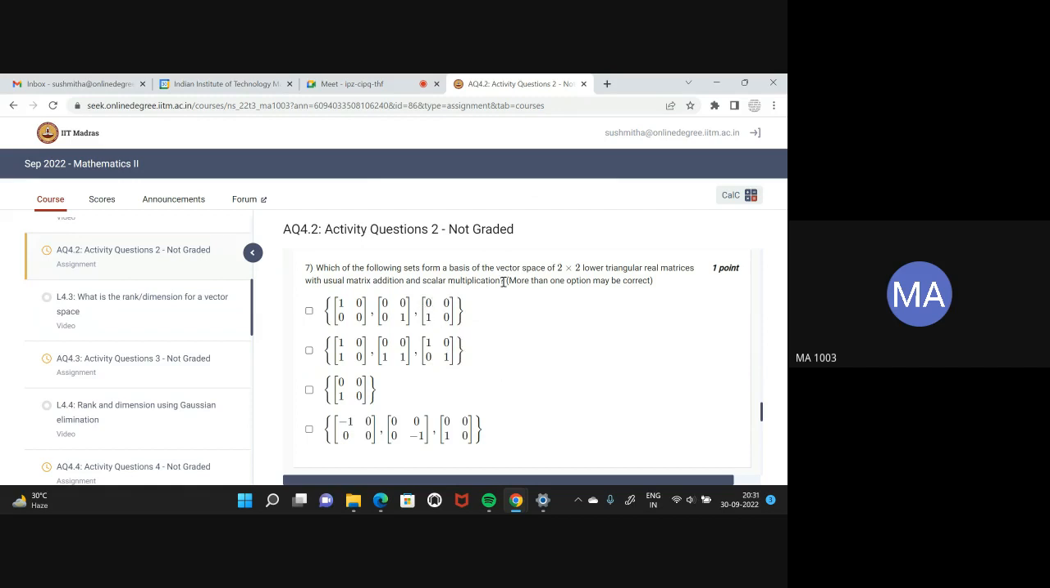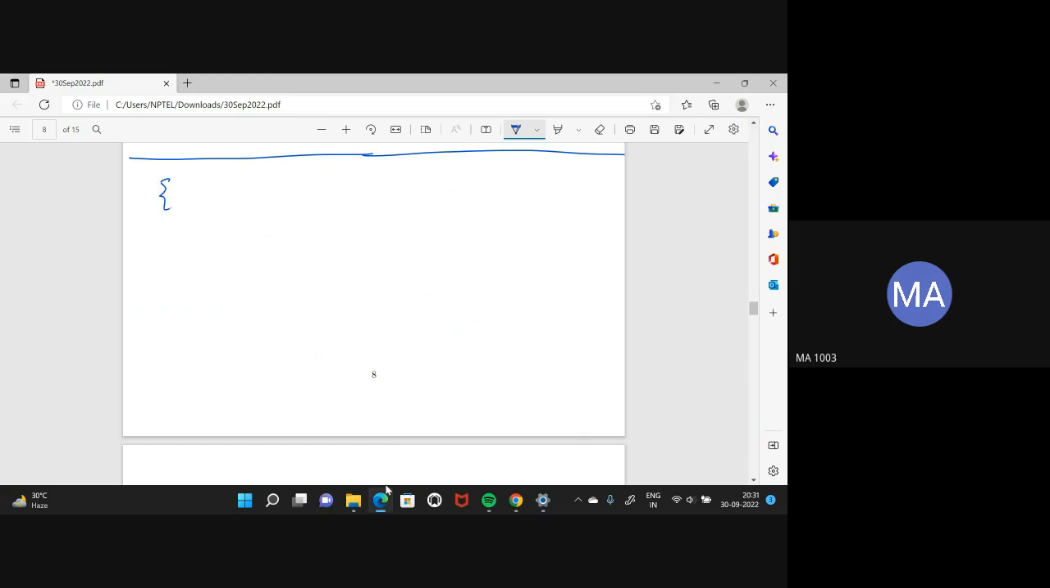Which of the following sets forms the basis of the vector space of 2 cross 2 lower triangular real matrices? Okay, fine. Now what is the vector space? 2 cross 2 matrices of the form A, 0, B, C. Lower triangular means upper part will be 0. A, B, C can be anything, right? Yes, this is the set.